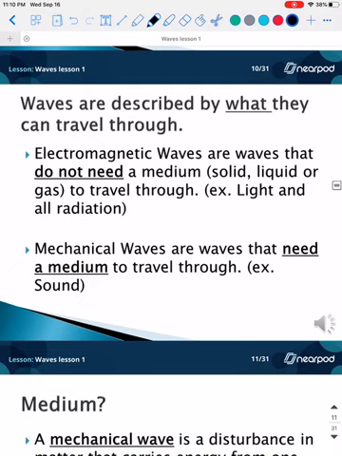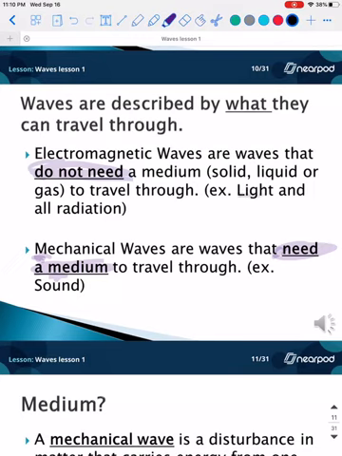Alright, so waves are described by what they can travel through as well. Electromagnetic waves, overall, they just do not need a medium. So they do not need a medium at all. And a mechanical wave needs a medium. So think mechanical, medium. Electromagnetic, I don't know, just doesn't need it. So mechanical needs a medium. So medium, mechanical. Alright?